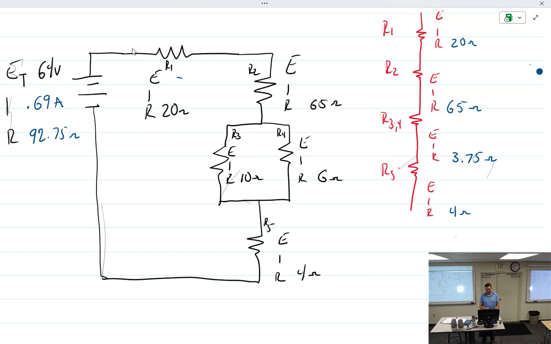Guess I gotta stop being lazy. See, 20 plus 65 plus 3.75 plus 4 equals 92.75. Then E over R: 64 divided by 92.75 equals 0.69.